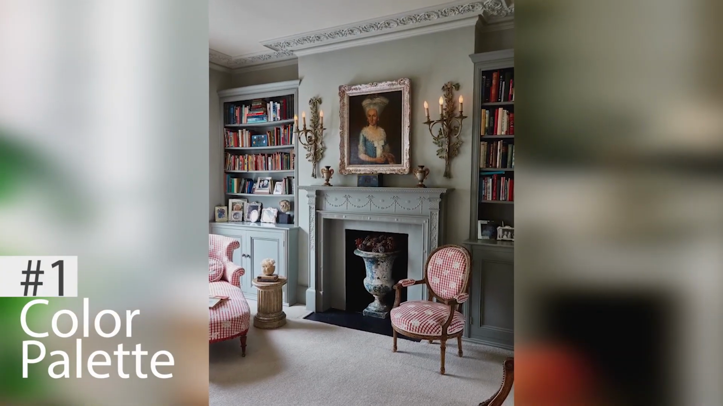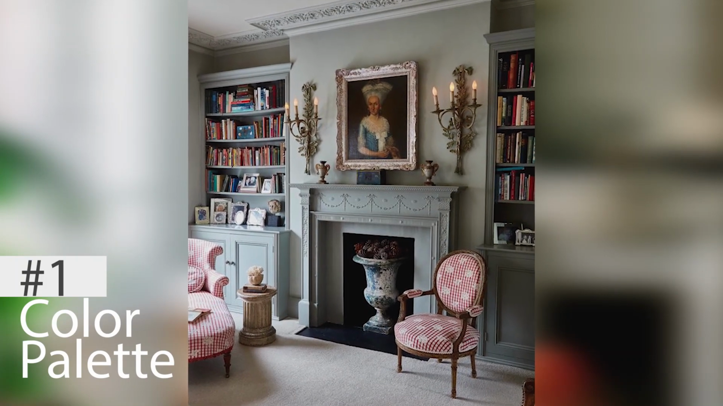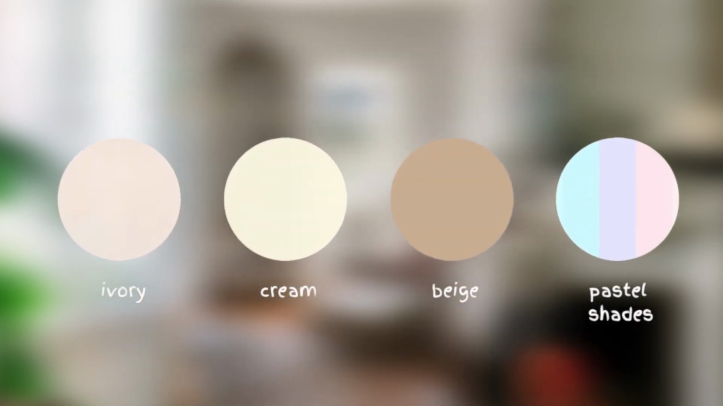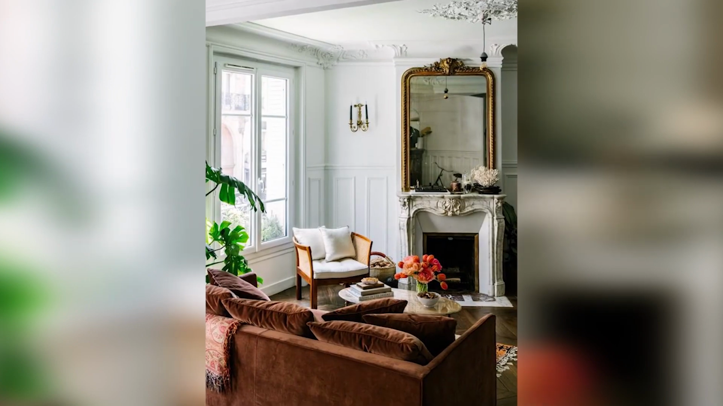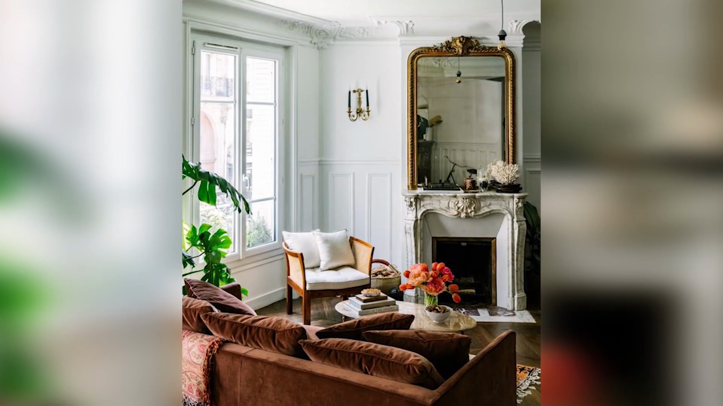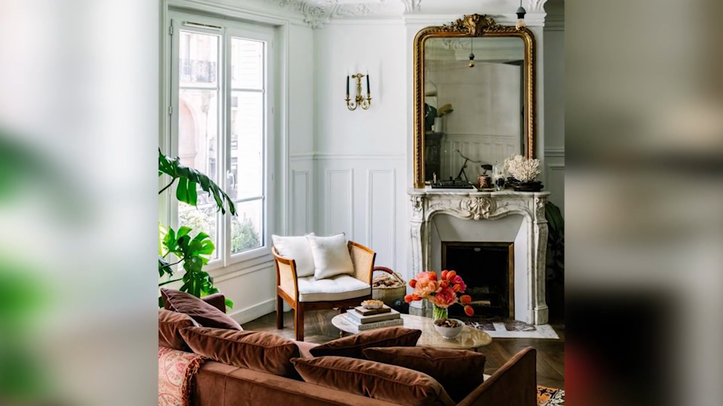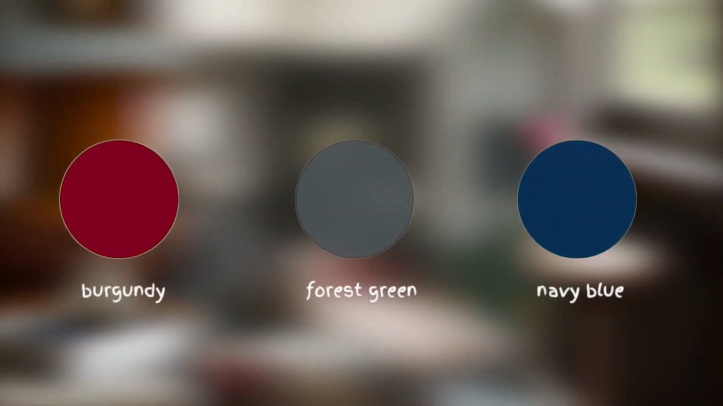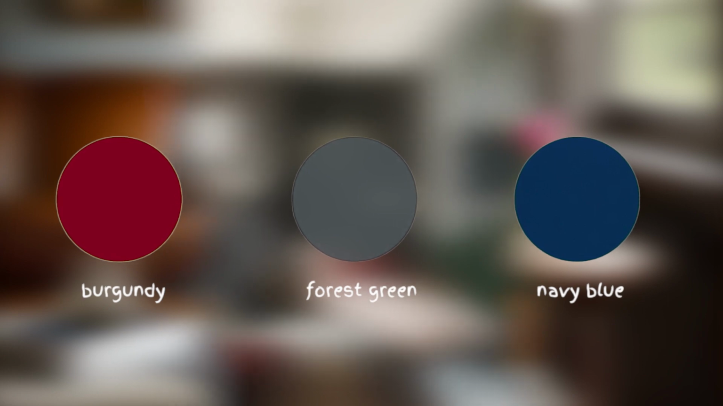1. Color palette. Opt for a muted color palette with soft, warm tones like ivory, cream, beige, and pastel shades. Incorporate deeper colors such as burgundy, forest green, and navy blue for accents and contrast.